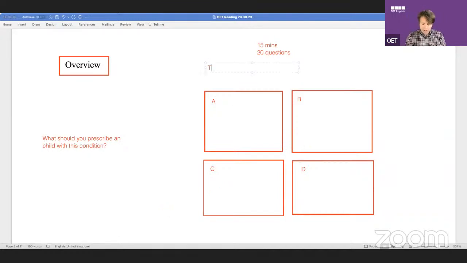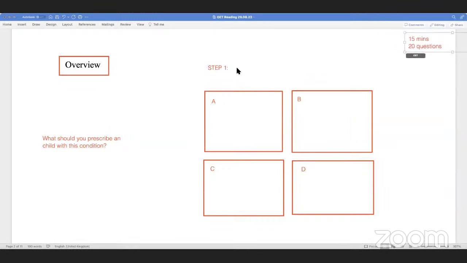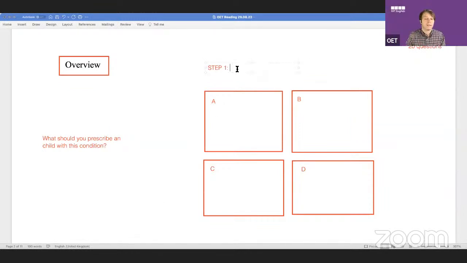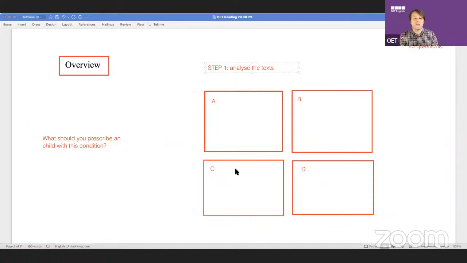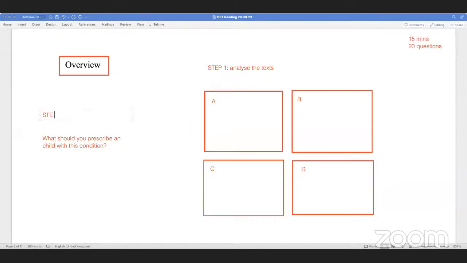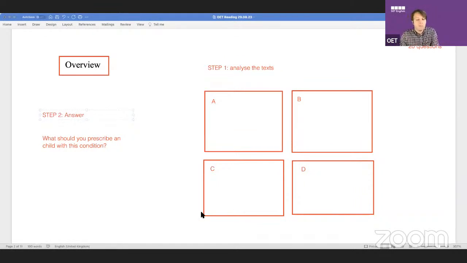Rosa, do you know what step 1 is? Every student has to really do this in 2 steps. Does anyone here know what step 1 should be? Analysis, yeah. Analyze the texts, okay. And what is step 2 then, Vandana? Answer the questions. Step 2 is answer the questions. Okay, so it's very, very simple, but this is important because, well, why is it important? Can anyone tell me why it is important to have 2 steps?